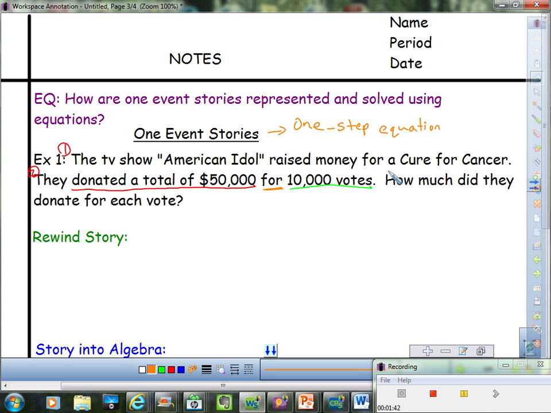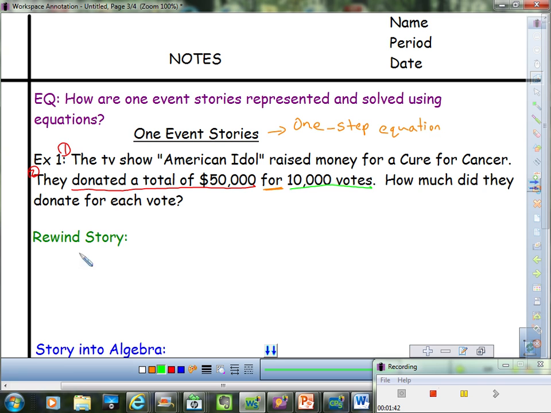Say there was a donation and then somebody robbed some of the money. How many events is that? Two. So that would be a two-step equation. All right? And that's where multi-step just means multiple events. One step means one event. Two steps is two events, so on and so forth. Okay?